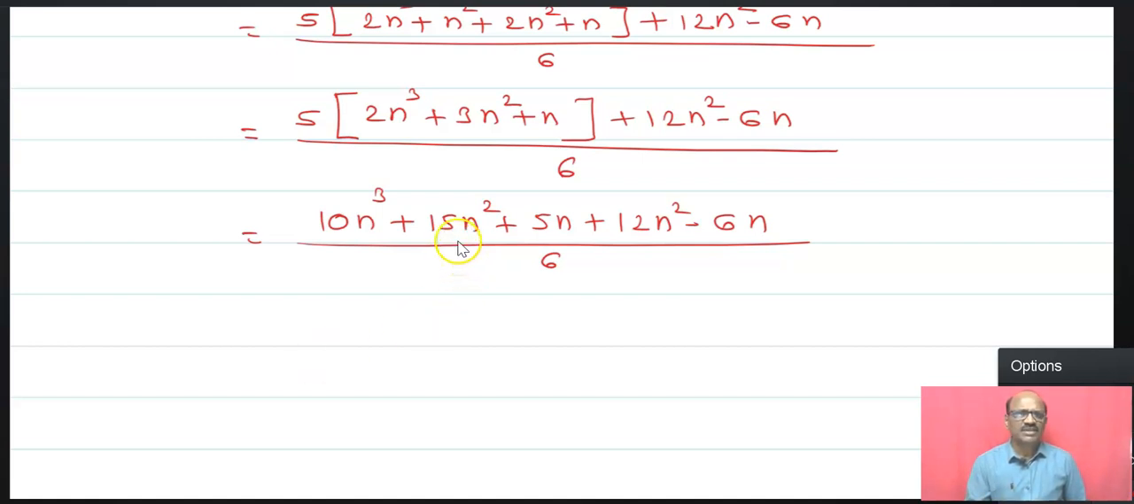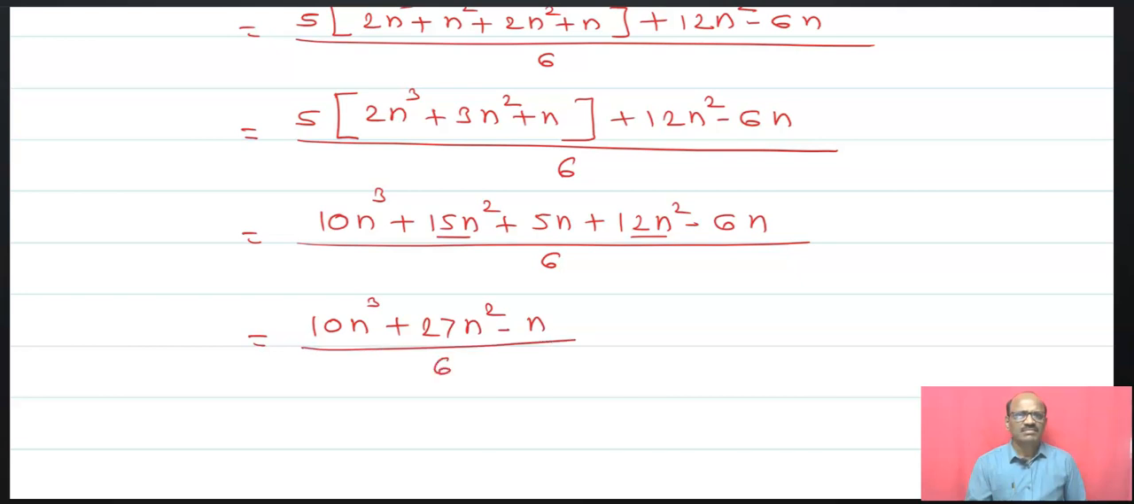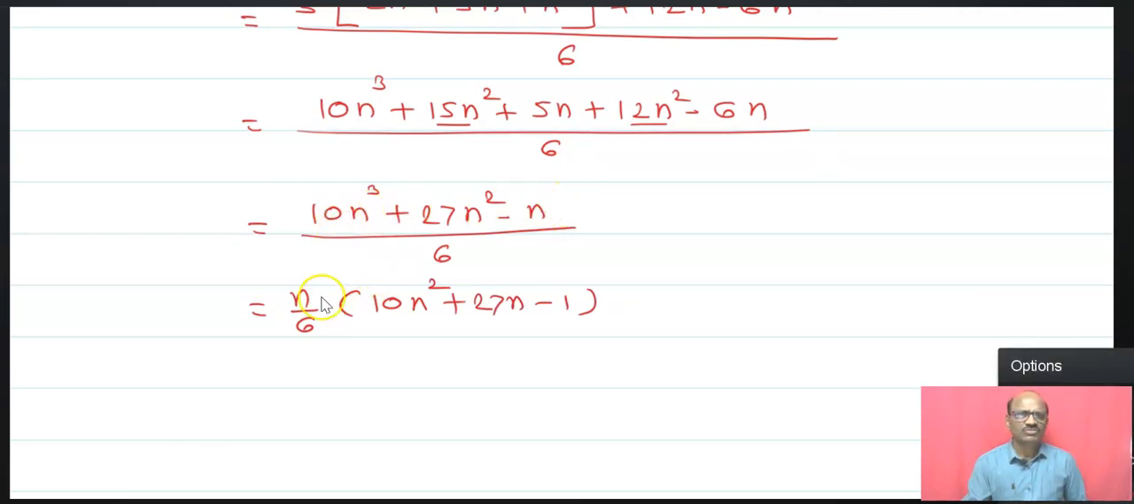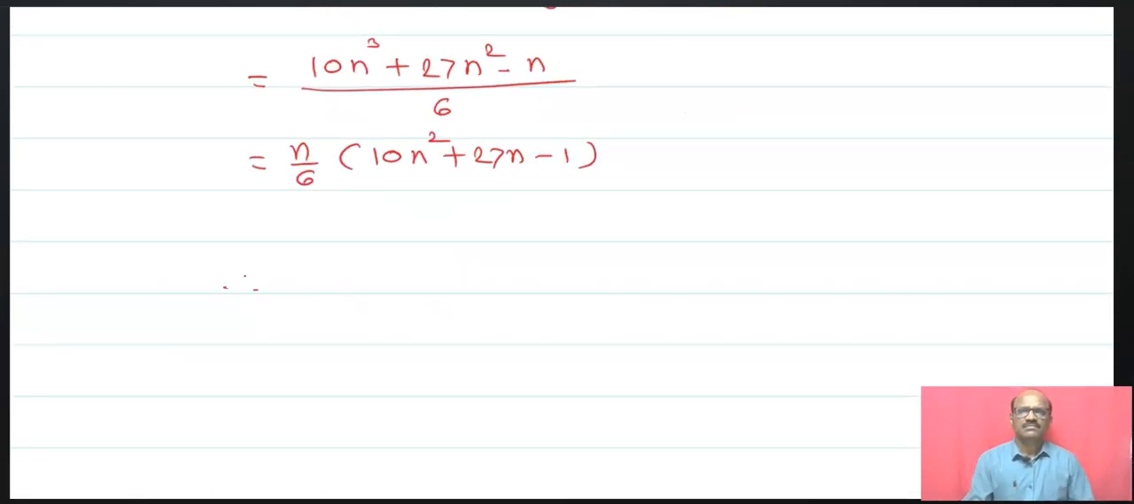Now simplification will be like this, that is 15n square plus 12n square and 5n minus 6n. We can simplify these two terms, these are the like terms. That is 15n square plus 12n square, we can add it, that is 27n square, and 5n minus 6n is minus n. Then if you take n as common from these terms, then you will get n upon 6 in bracket 10n square plus 27n minus 1. This is the answer.